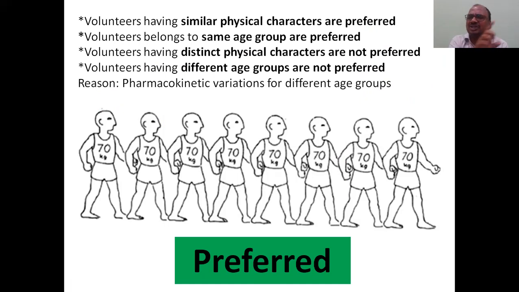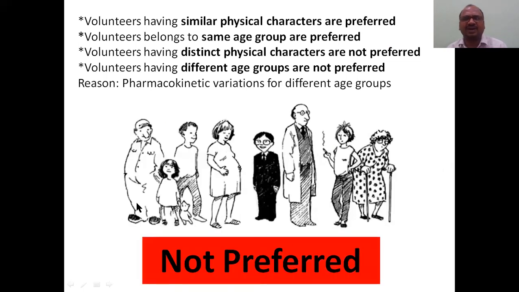All must have similar physical characteristics. Whenever you are selecting, see here, all are looking the same. See the body weight: 70 kg, 70 kg, 70 kg. All are 70 kg. Plus or minus one or two is not a matter, but select the same age group. Okay, so these are preferred. These are not preferred. Different age groups, don't select.